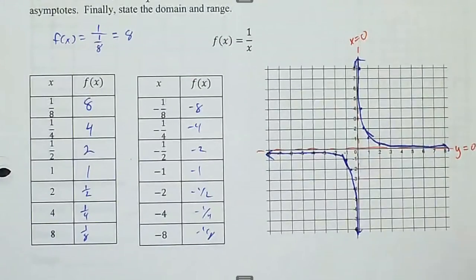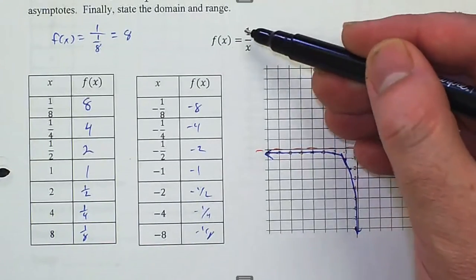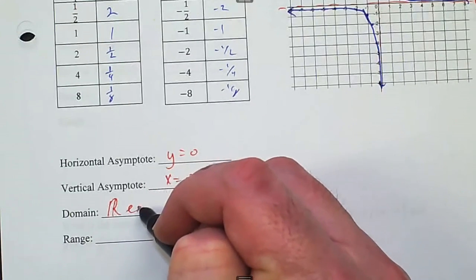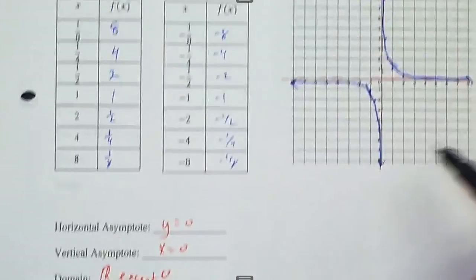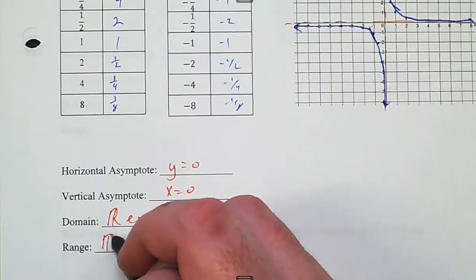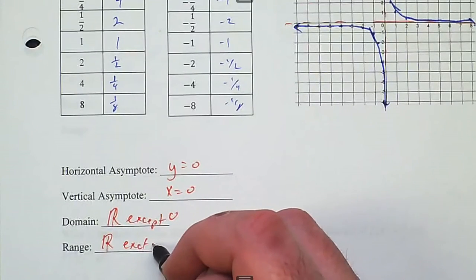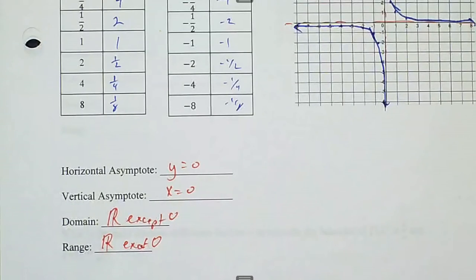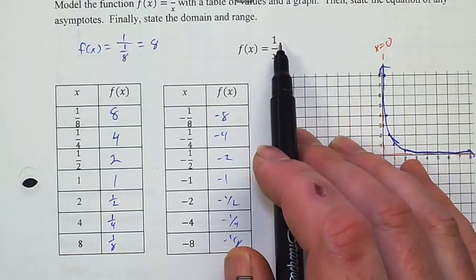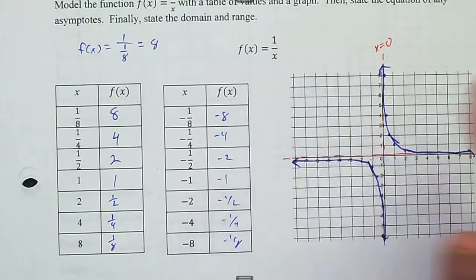Now, since we cannot divide by 0, I have to remove 0 from my domain. So it's all real numbers except 0. And you can see that 0 does not appear in this graph. And the range is all real numbers except 0, because the only way you can get 0 when you divide is if you have 0 in the numerator, and my numerator is only a 1.